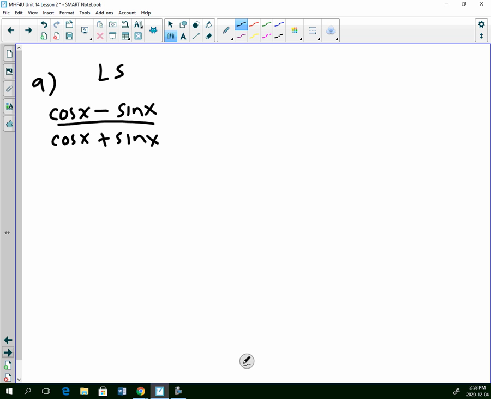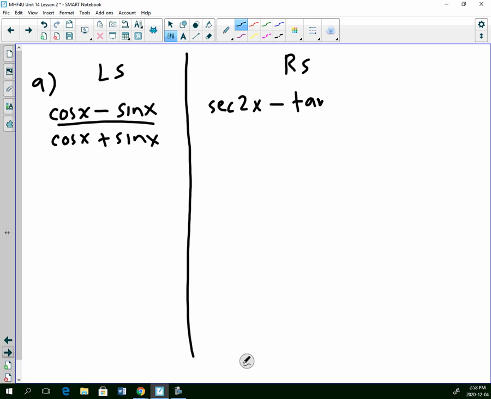So on the left side, there's not really much to do. It's in terms of sine and cosine. It's already simplified, so I'm just going to leave it. Not really anything to do there. Tan 2x. Okay, so secant is the reciprocal of cosine, so we'll change that. And then tan is equal to sine over cosine, so we'll change that.